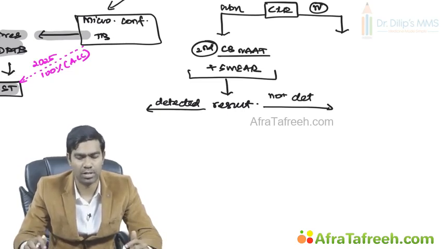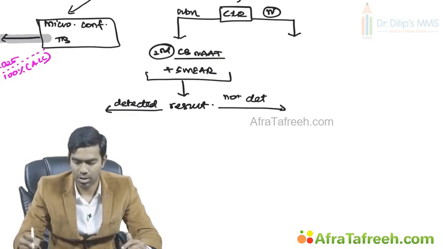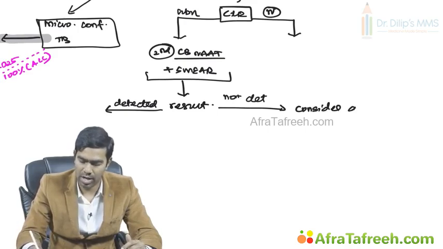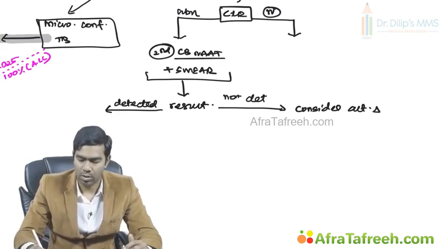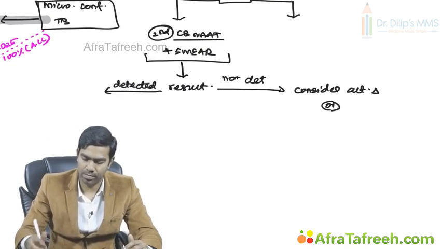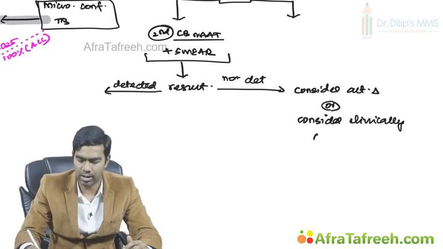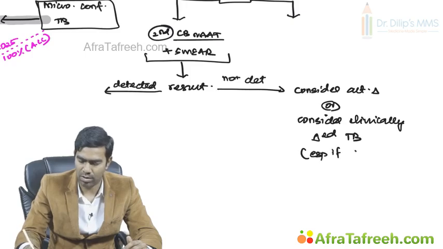But not 100% sensitivity though, because if the smear is negative, you know very well that the sensitivity of GeneXpert is only 70%. So in these cases, either you consider an alternative diagnosis, or you can consider some possibility called a clinically diagnosed TB. That entity is also valid. Clinically diagnosed tuberculosis, especially if your classic chest X-ray findings are there.